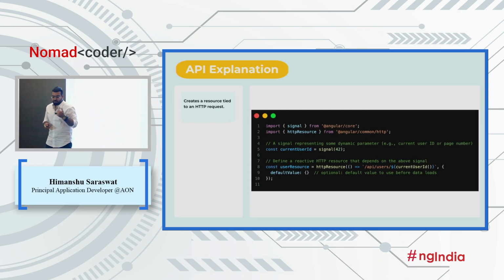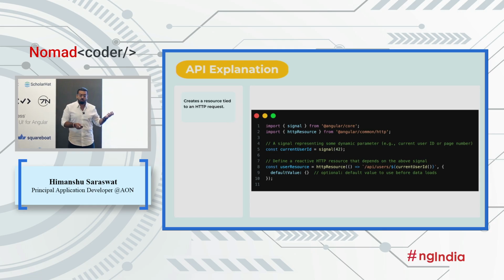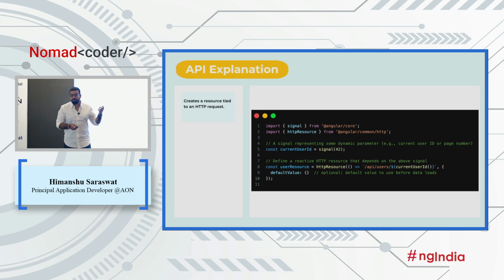Let's see this code snippet, right? So it creates a resource tied to an HTTP request, and I say my HTTP resource is right now bound to the current user ID.